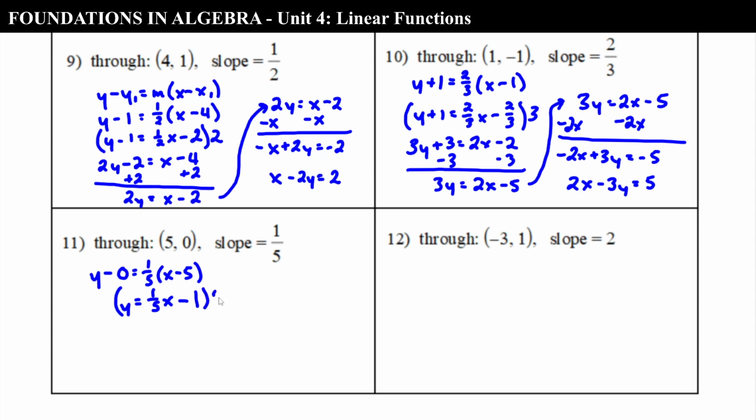Then we got to multiply everything by 5. So we have 5y equals x minus 5. And then if we subtract each side by x, you get negative x plus 5y equals negative 5. And then we flip the sign of everything to get x minus 5y equals 5. Because again, you cannot lead with a negative.